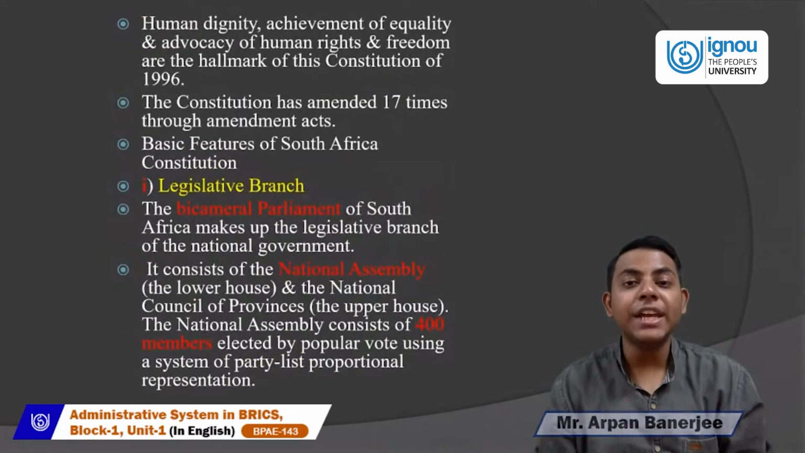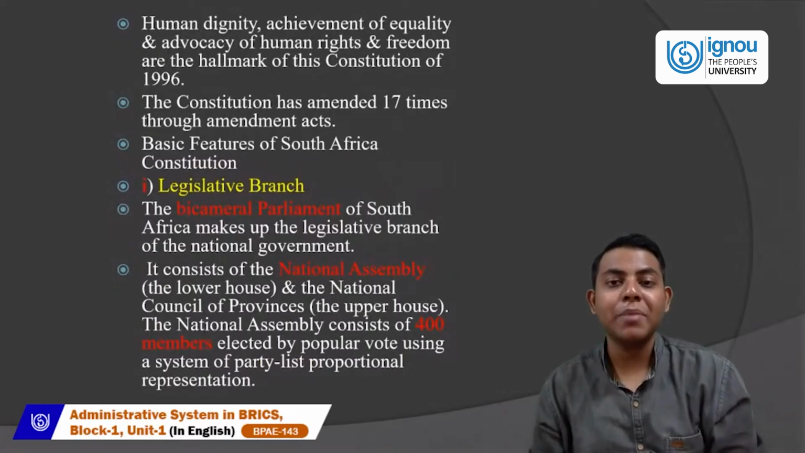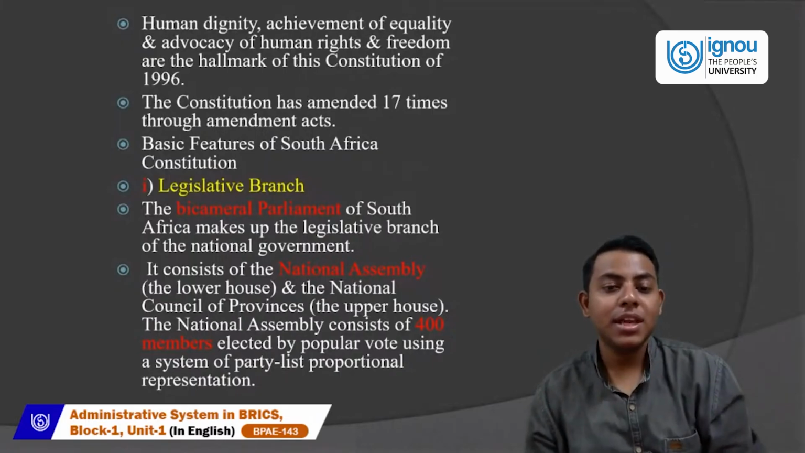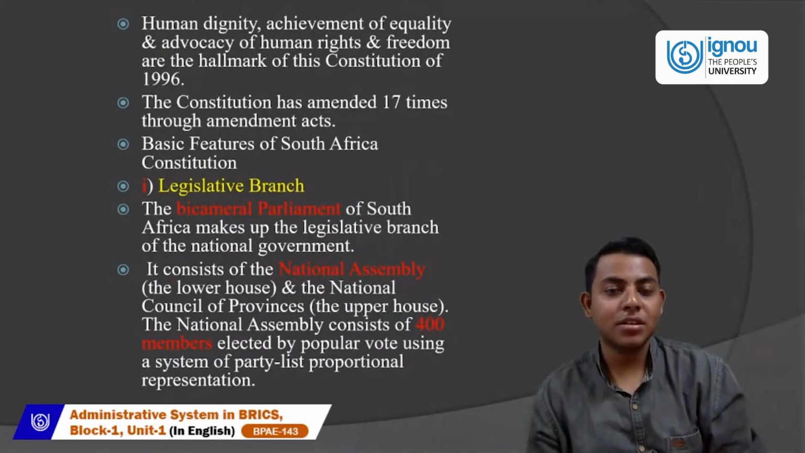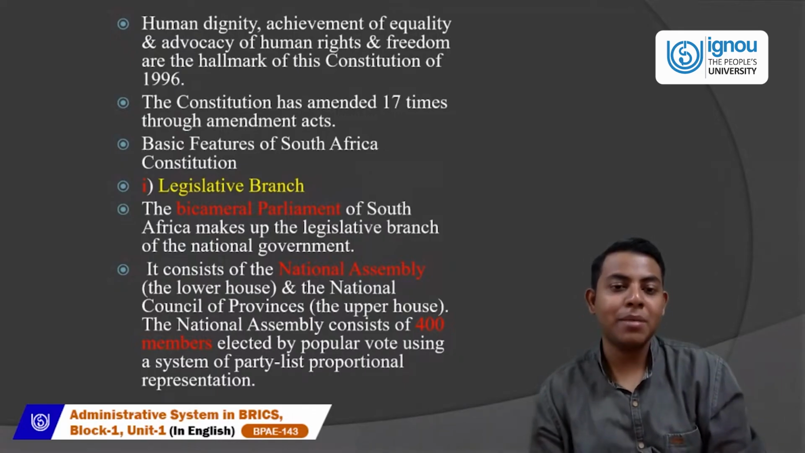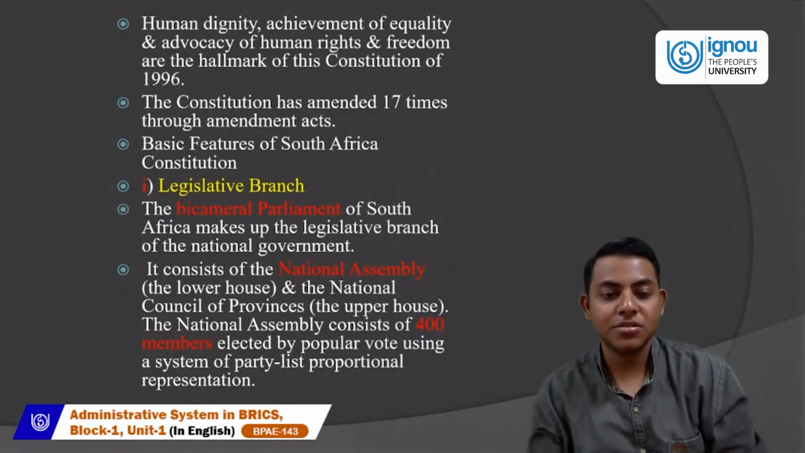So human dignity, achievement of equality, and advocacy of human rights as well as freedom, these are the hallmarks of the Constitution of 1996. This Constitution has been amended 17 times through various amendment acts. Now let us discuss some of the basic features of the South African Constitution.